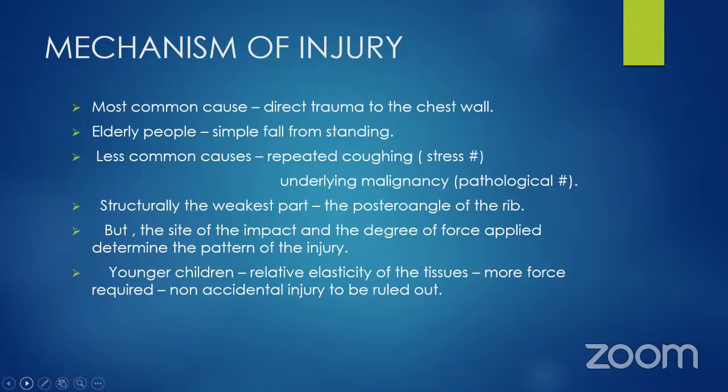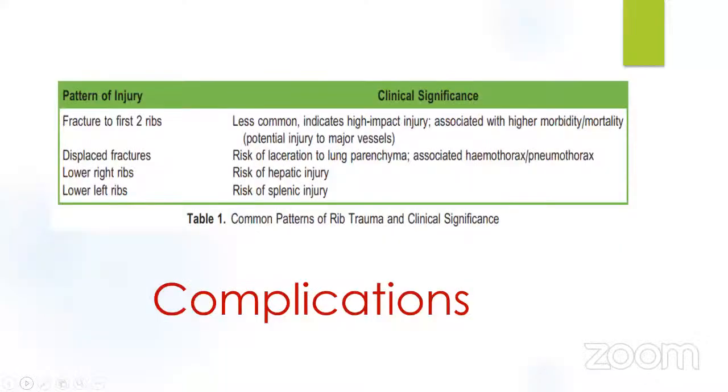Coming to the rib, the structurally weakest part is the posterolateral angle of the rib, but the site of the impact and the degree of the force applied determine the pattern of the injury. In younger children, more force is required because of the relative elasticity. So in case of younger patients with rib fractures, we have to rule out non-accidental injuries.